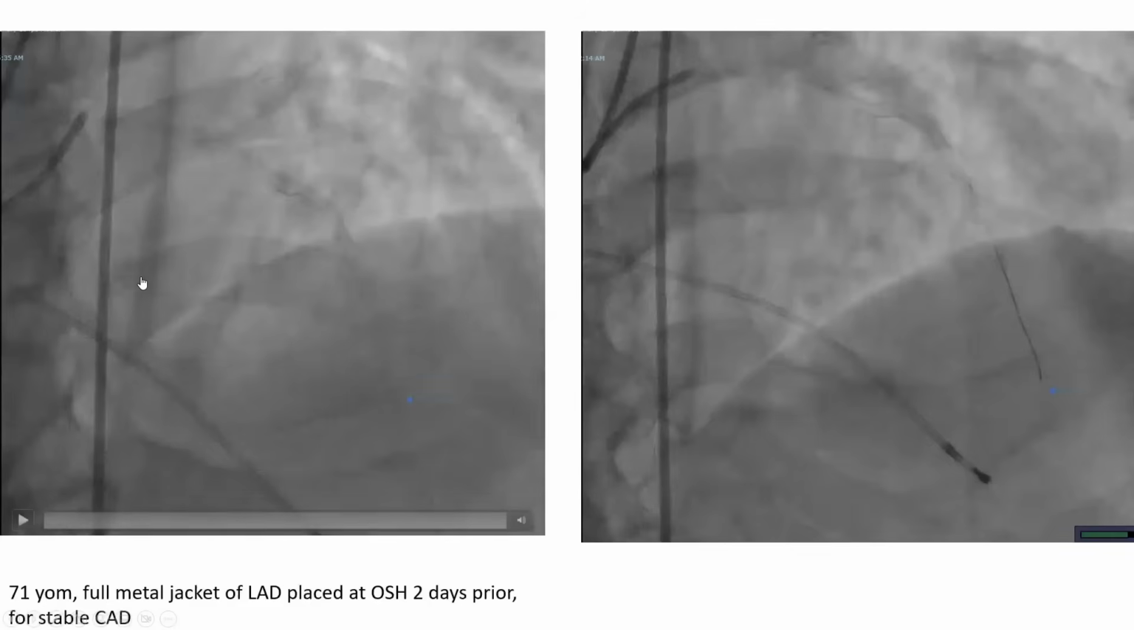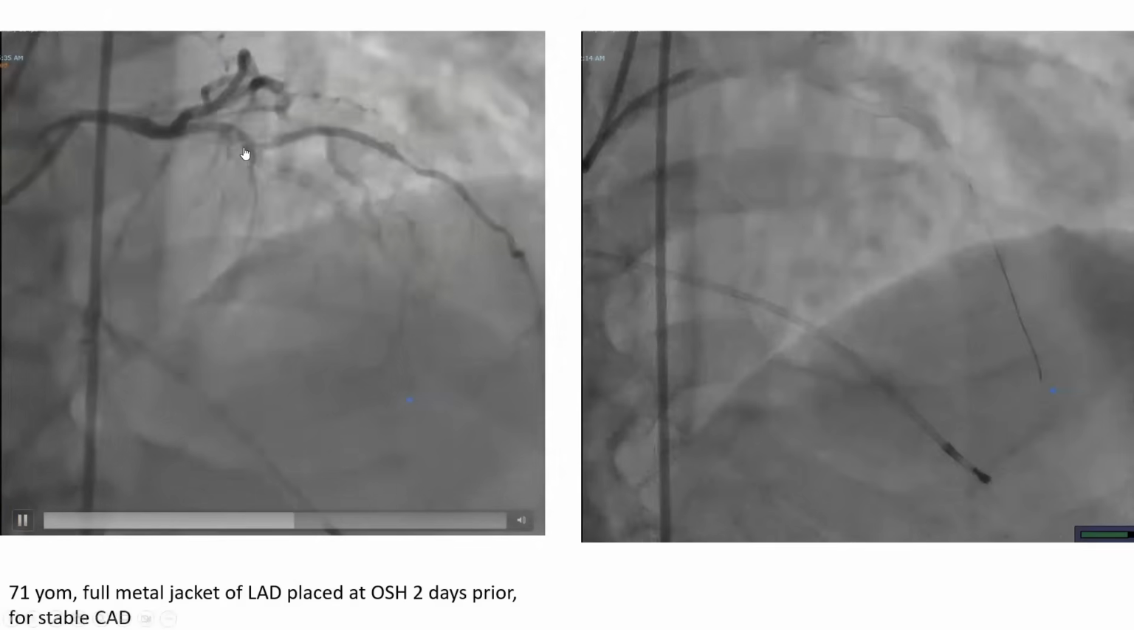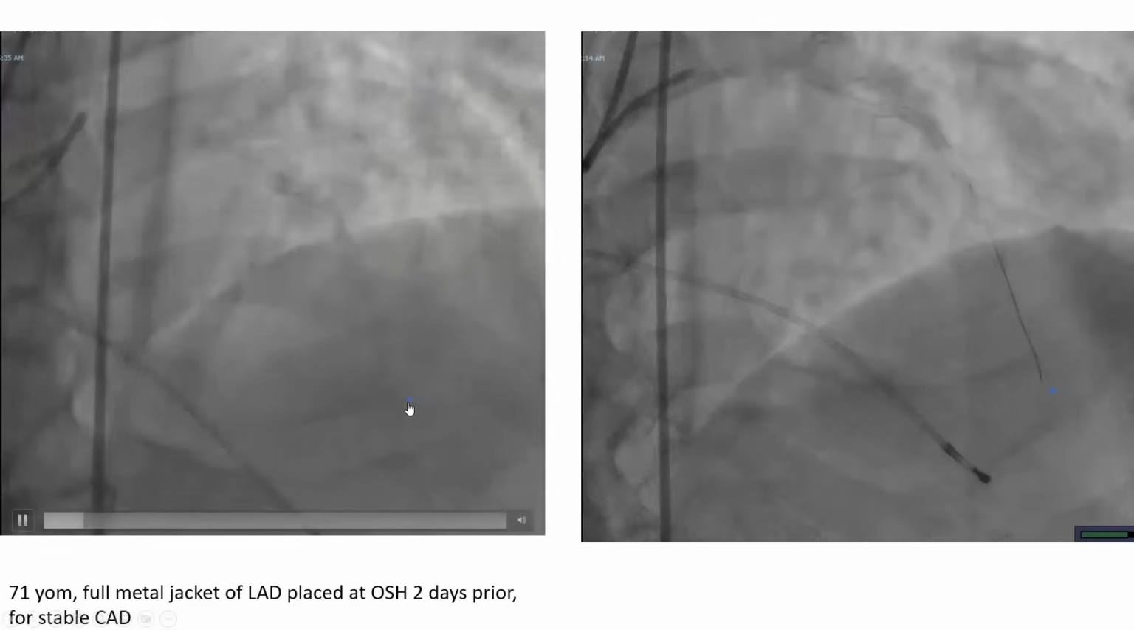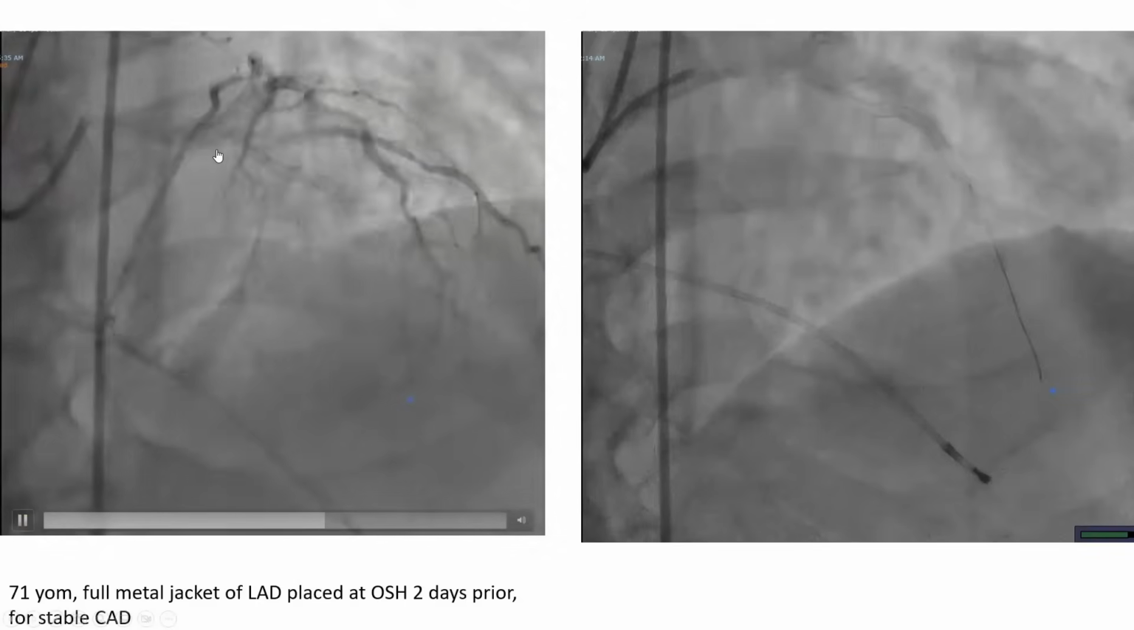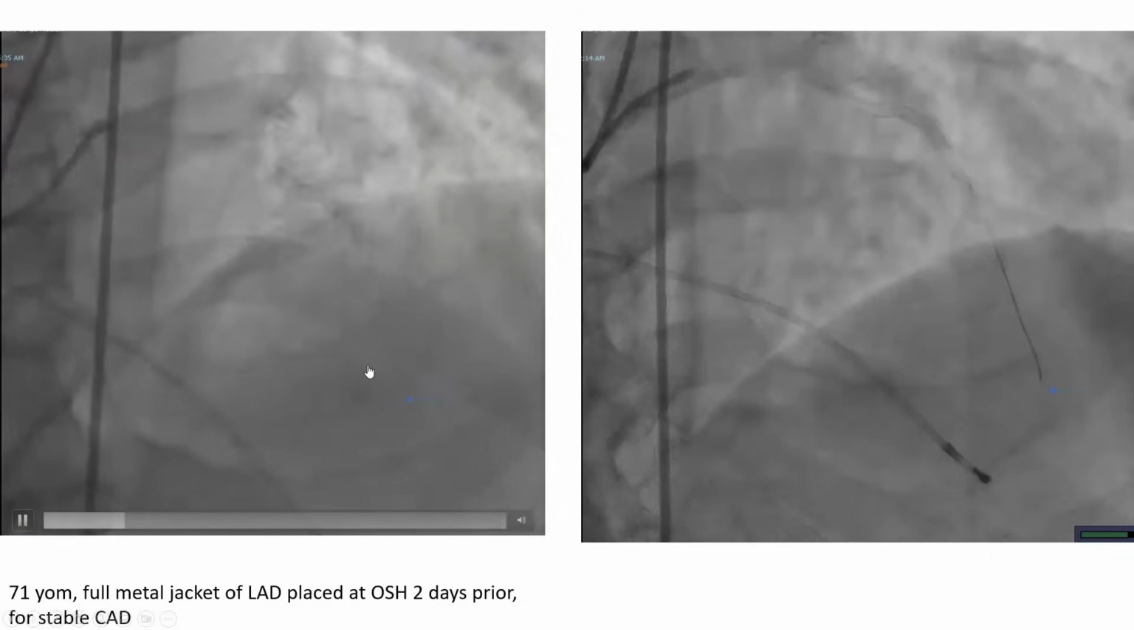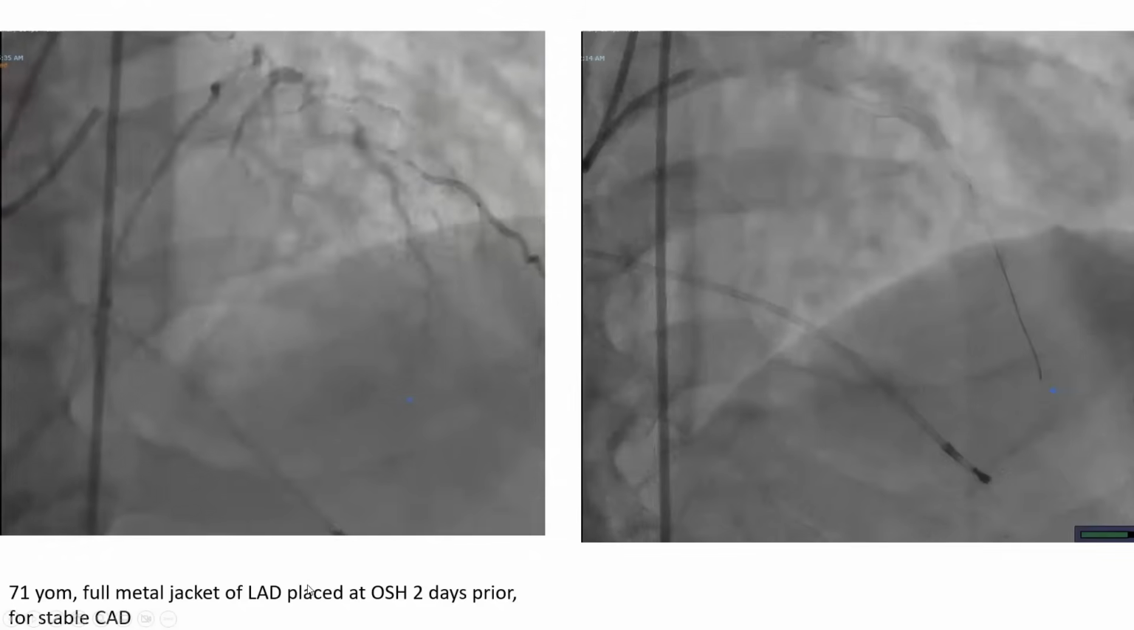Along those lines, this is a 71-year-old man. He had a full metal jacket of his LAD placed at an outside hospital 2 days before presenting to us. This full metal jacket was unfortunately placed for stable CAD. Look at it. The full metal jacket ends here, from proximal LAD all the way distally.